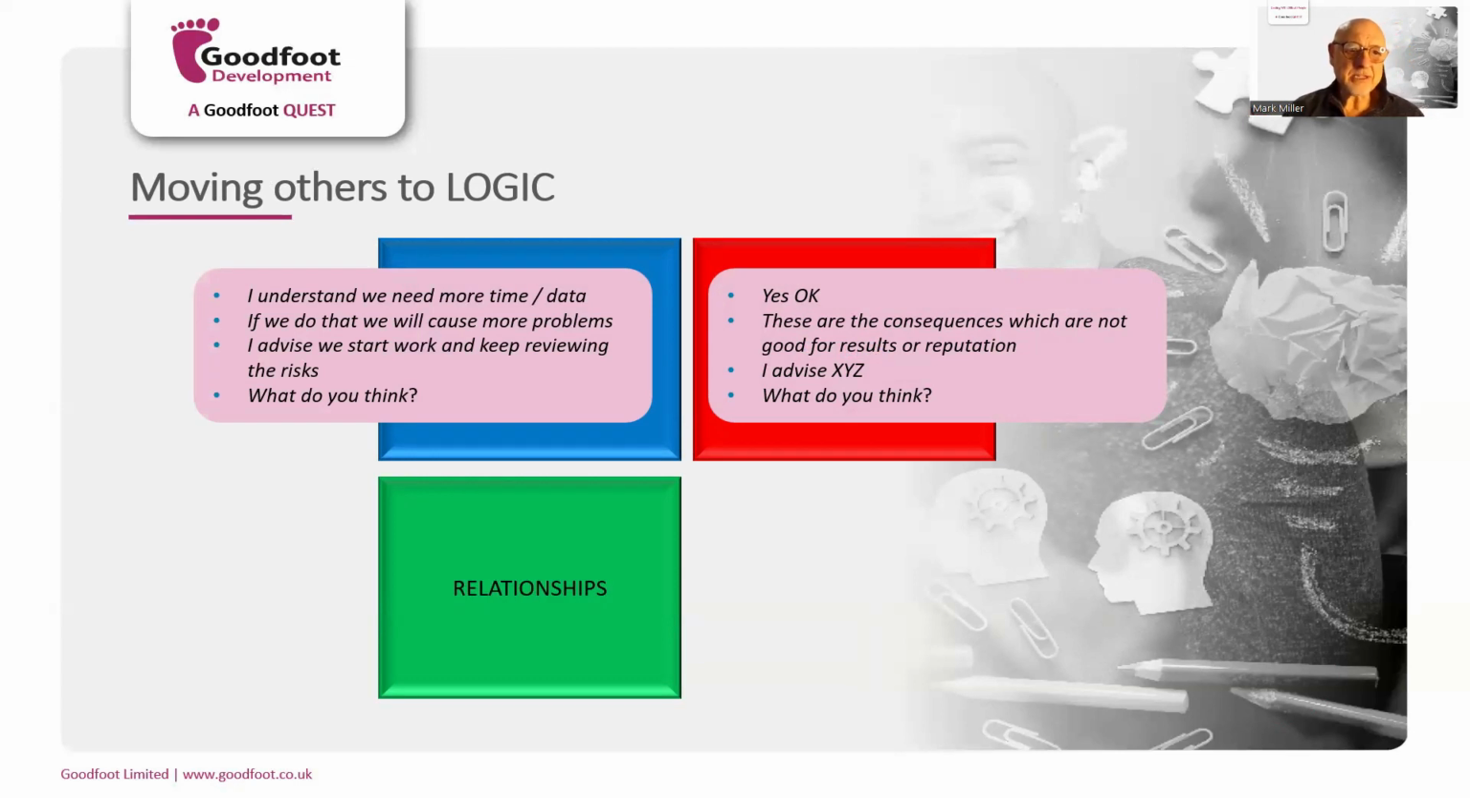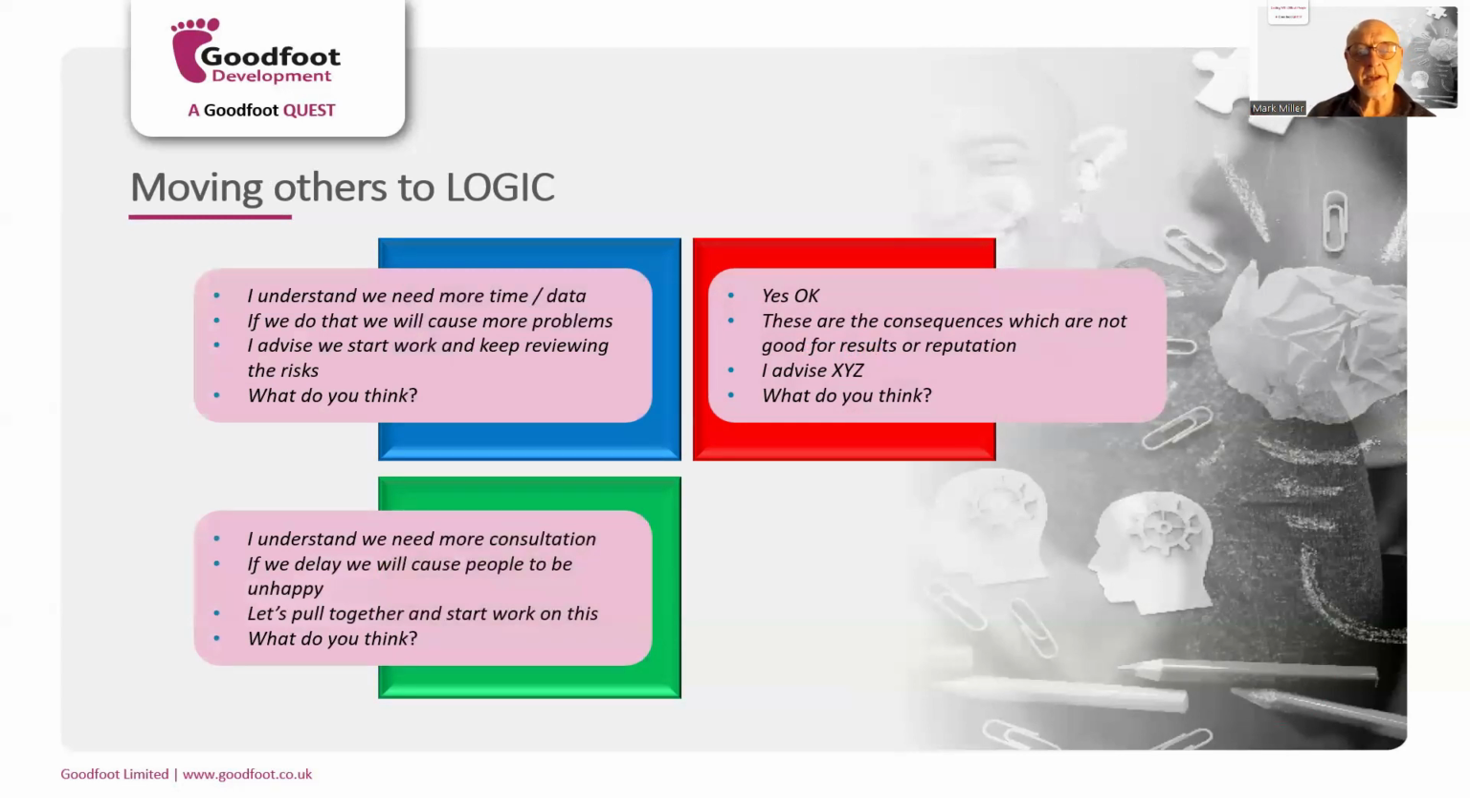So what we say to the blue is, look, I know we need more time and more data before a decision. I get that. But if we delay, there will be more problems. So again, you're leveraging the blue by saying to them, if you stay in this blue state, it will get worse. And to the red, if you stay in that red state, you won't get what you want. Same with the green: if we delay, we will cause people to be unhappy. The green definitely does not want that. So what you're doing is pressurizing the green and the blue and the red with the very things they want to avoid. Gently saying to them, unless we're logical, we're not going to resolve this. We're going to get in a worse situation.